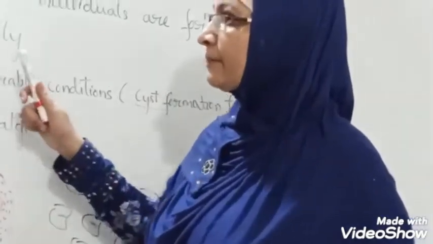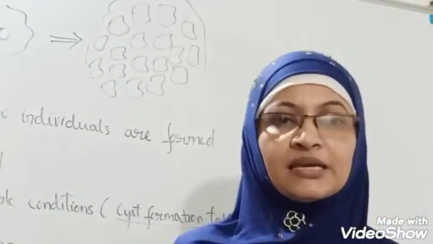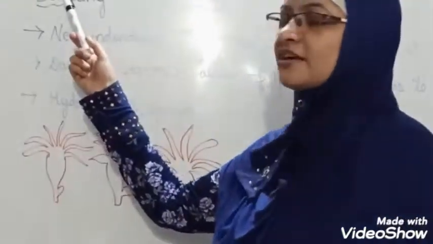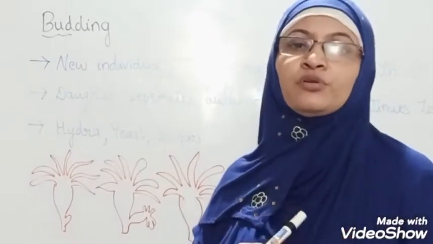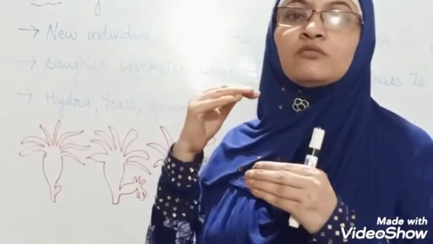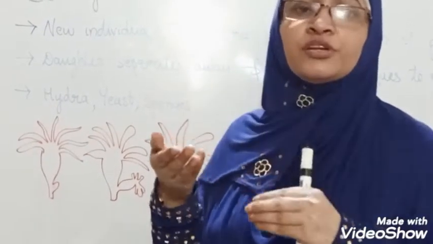Then after multiple fission, we will look at budding. Now we will discuss budding. Bud itself means an outgrowth. We know that a flower comes out from a bud. That means a bud is something which is not common, which is growing and showing the sign that something new is coming up.